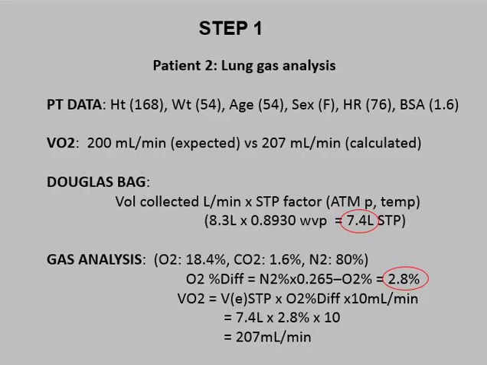So let's have a look at step one in the whole process. We've seen the blood gas analysis, but the step one, arbitrarily, is lung gas analysis. And we're looking at a different patient this time. So the patient data: the patient is 168 centimeters high, weighs 54, also aged 54, female, heart rate 76, and has a body surface area of 1.6.